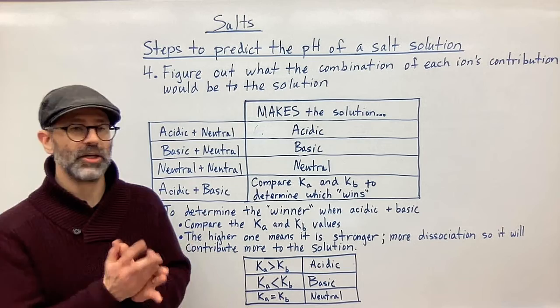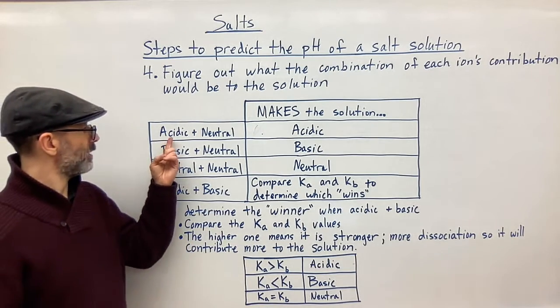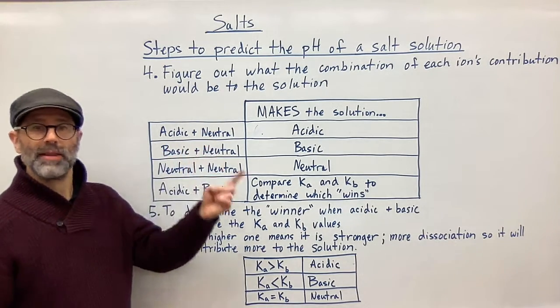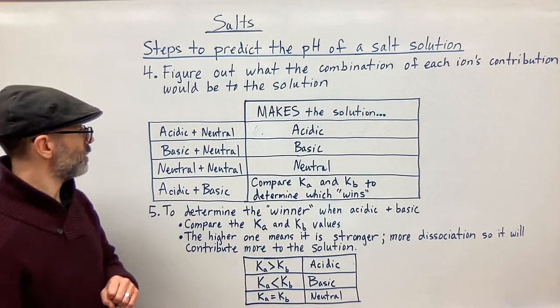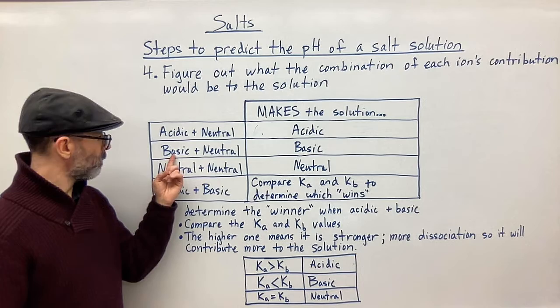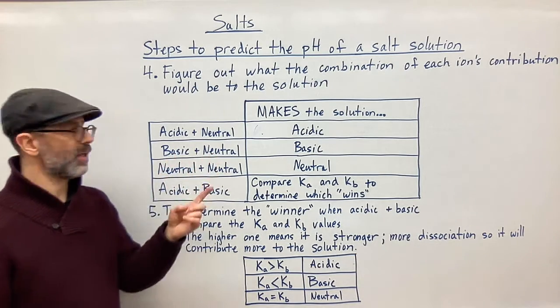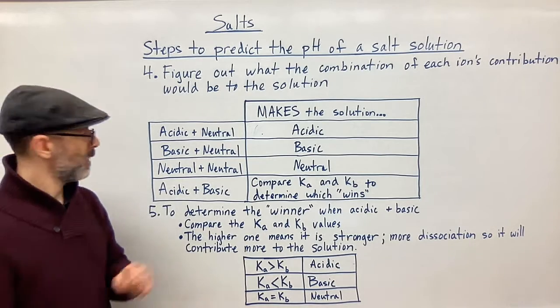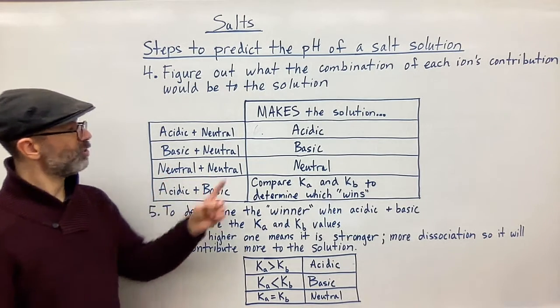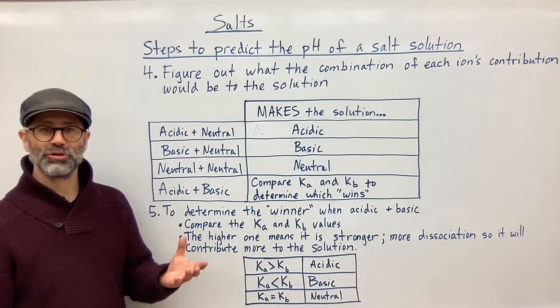from both ions together? So if you have one ion that's acidic and the other one neutral, then you're going to end up with an acidic solution. That's going to make the solution acidic. If you have one basic ion and one neutral ion, then that combined together is going to give you a basic solution. If both ions are neutral, then of course that's going to give you a neutral solution.